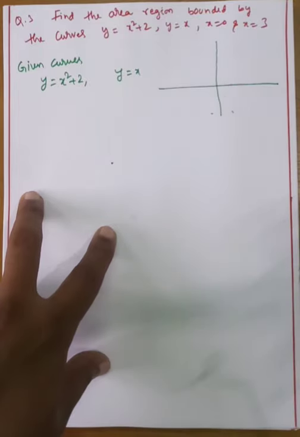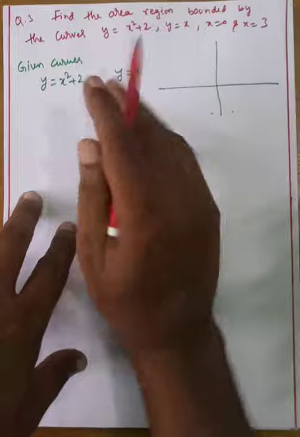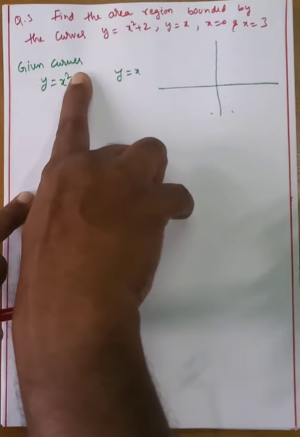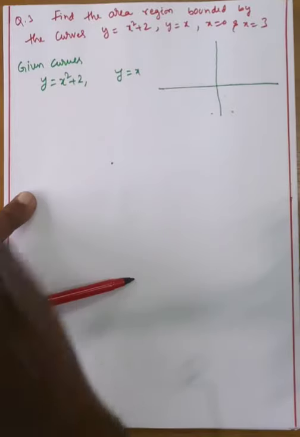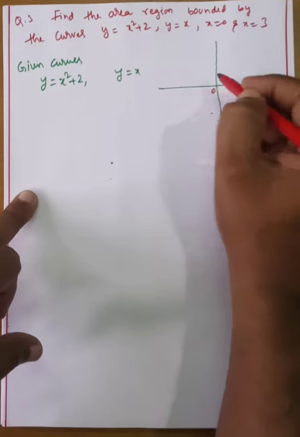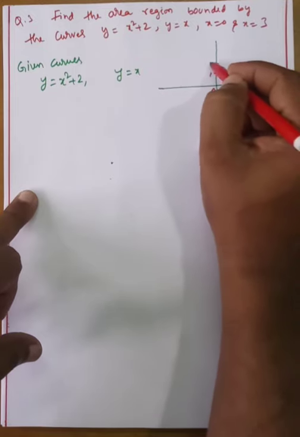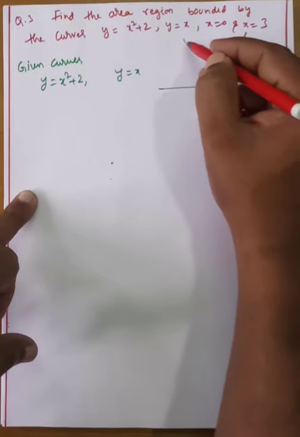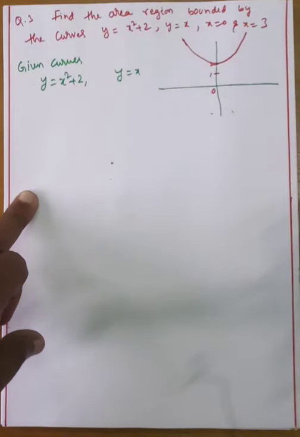Okay, my dear students. Suppose there is no plus 2: y is equal to x square. X power even means 100% symmetric about the y axis. Here plus 2 is there, which means the curve is shifted up by 2 units from the origin. Suppose here 1, here 2, here the distance, in this way.